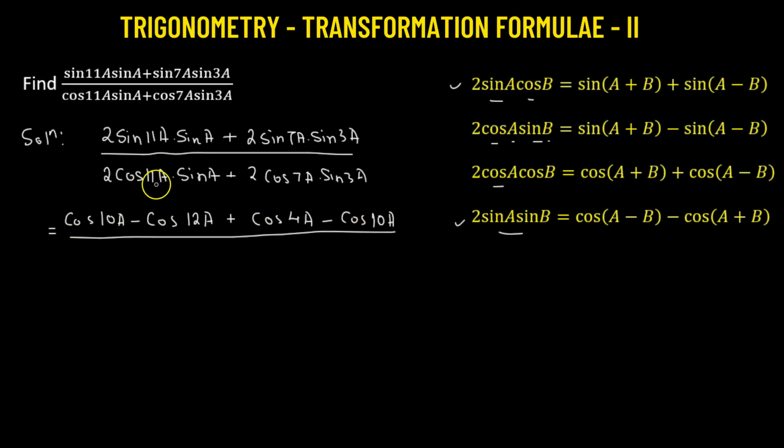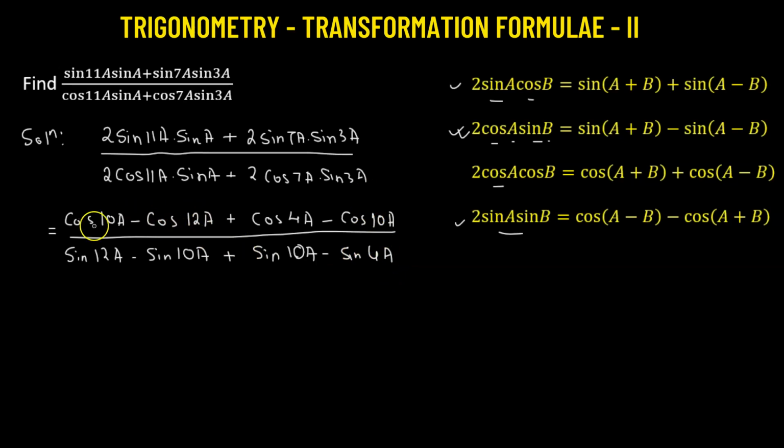Divided by, now we have 2 times cosine of 11a times sine a, so we're going to use the second transformation formula. We get sine of angle 11a plus a, that's going to be 12a, minus sine of angle 11a minus a, that's 10a, plus we have sine of angle 7a plus 3a, that's 10a, minus sine of angle 7a minus 3a, that's going to be 4a.